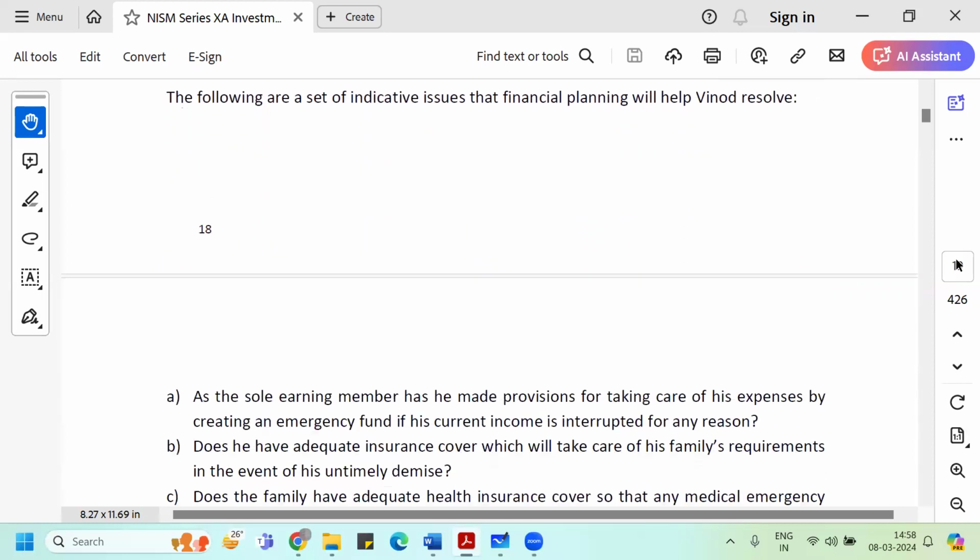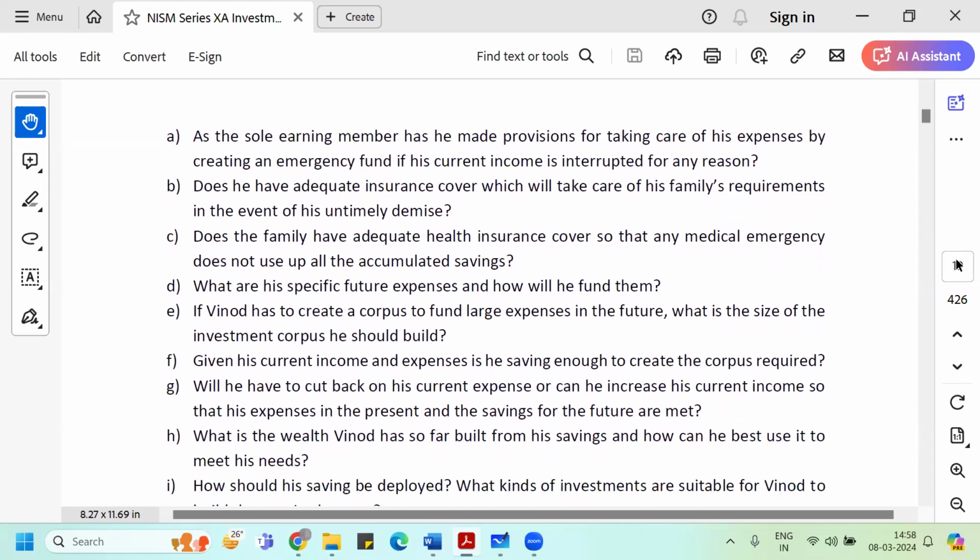But certain questions even then persist in the mind, like: we know he is the sole member of his family, the sole earner of the family, how much has he made provision to take care of his expenses? Imagine that by any chance this income got interrupted for any reason, maybe he lost his job or so and so reasons.